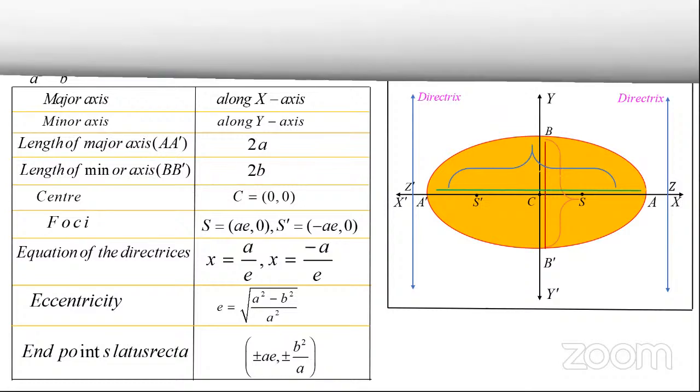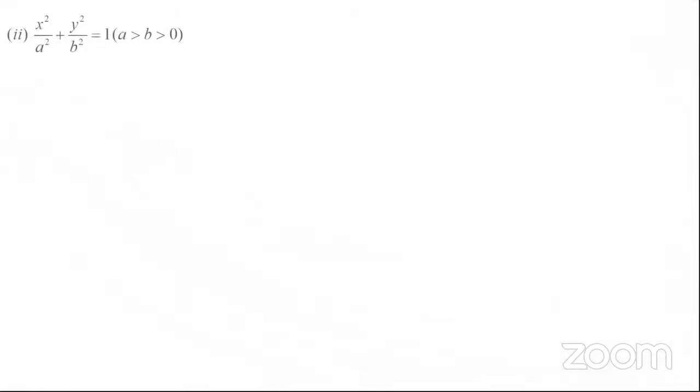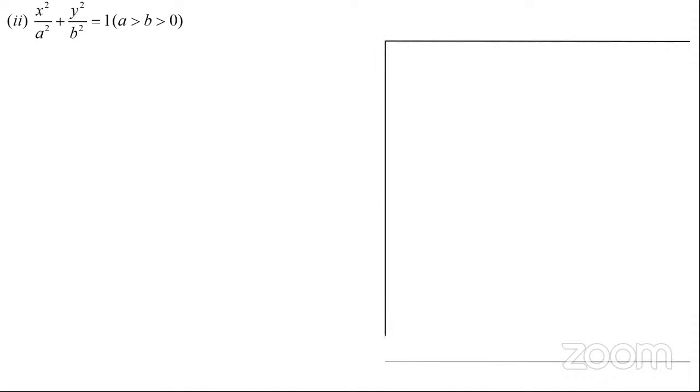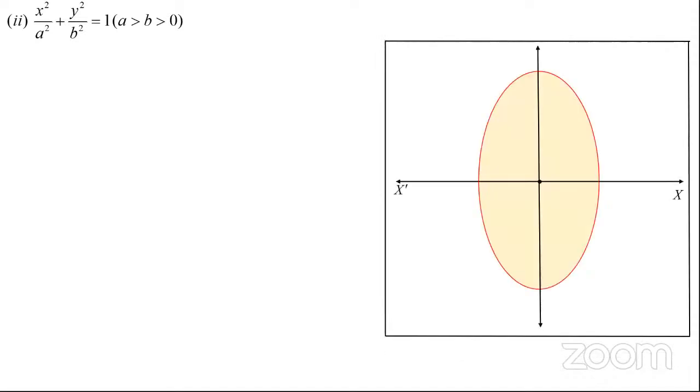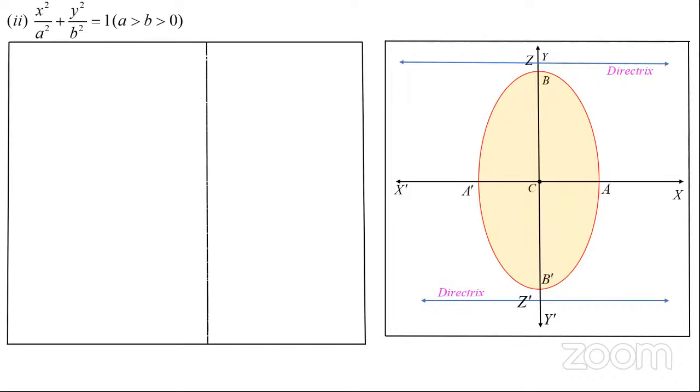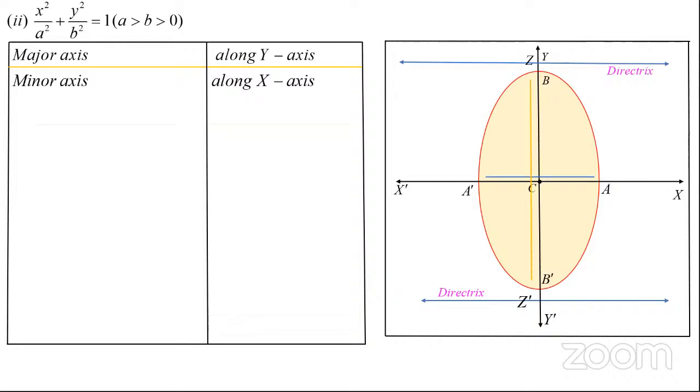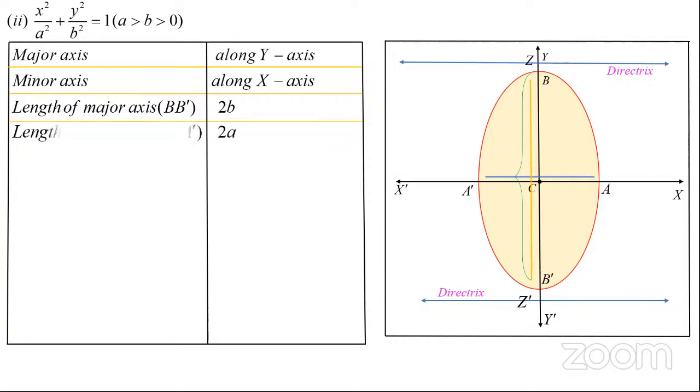Next, if x square by a square plus y square by b square equal to 1, then the conditions change. See this one: major axis and minor axis are swapped. The major axis is along the y-axis and the minor axis along the x-axis. The length of the major axis BB dash is 2b, and the length of the minor axis is 2a.